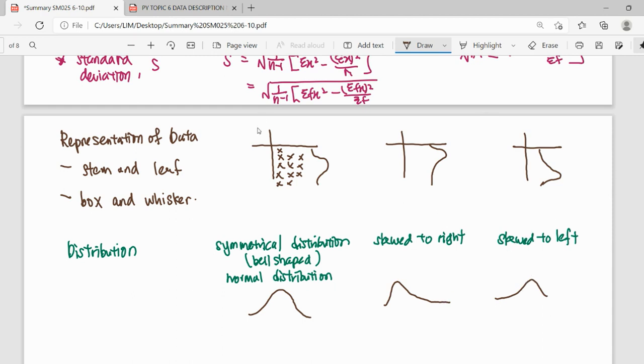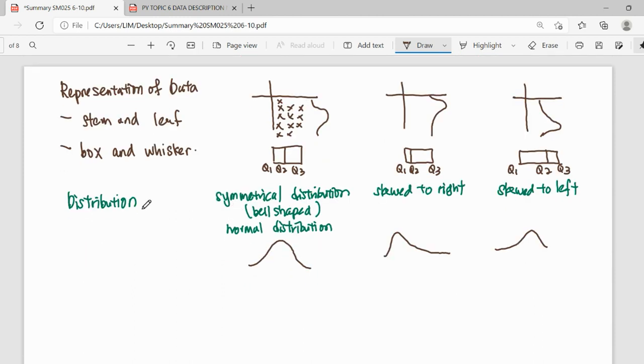So with box and whisker, you are going to look within your box. Symmetrical box, left and right are the same size. If skewed to the right, the right part is bigger. If skewed to the left, in your distribution the left part is bigger. So your box and whisker here represents your Q1, Q2, Q3. We are just referring to your box. We are not going to refer to your whisker to identify your distribution. So besides the stem and leaf, box and whisker can also tell you your distribution.